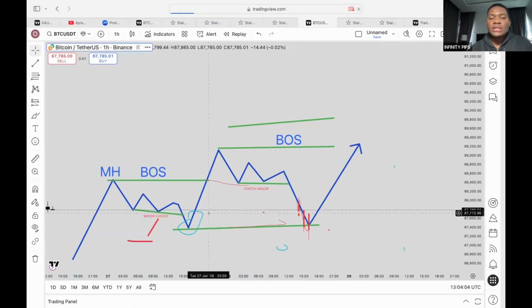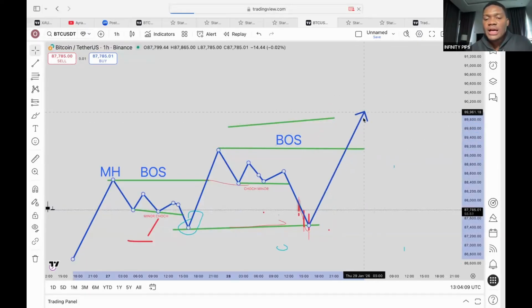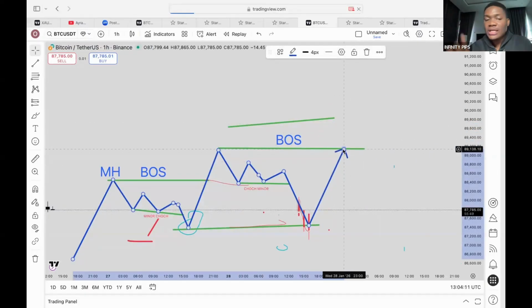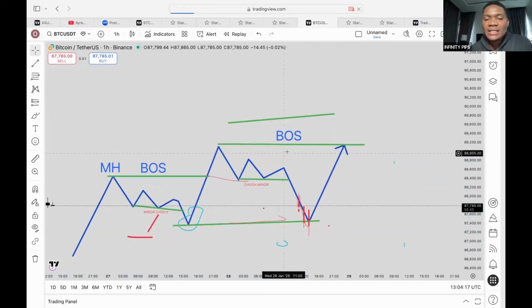Let me show you. So let's say this is a break of structure. How do you know that this market is going to break? There are ways you can identify. First, let me remove this.